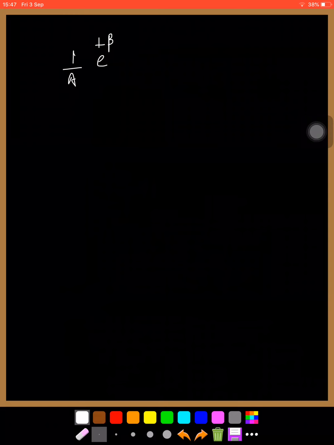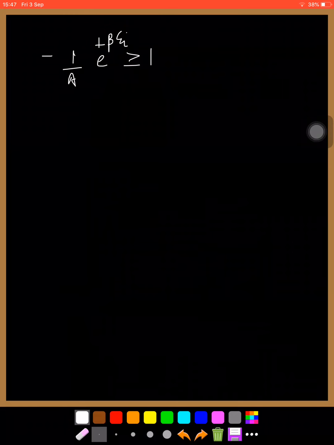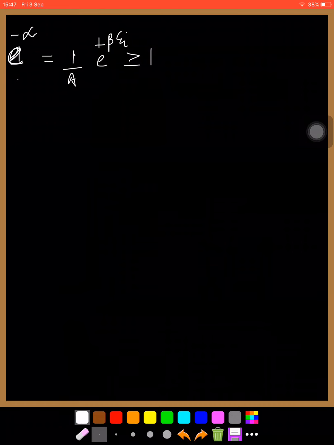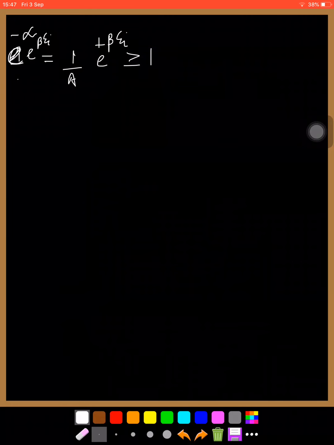That is, 1 by A e raised to beta Ei should be greater than or equal to 1. And this 1 by A, or we can write this in terms of alpha also, e raised to minus alpha e raised to beta Ei should be greater than or equal to 1.